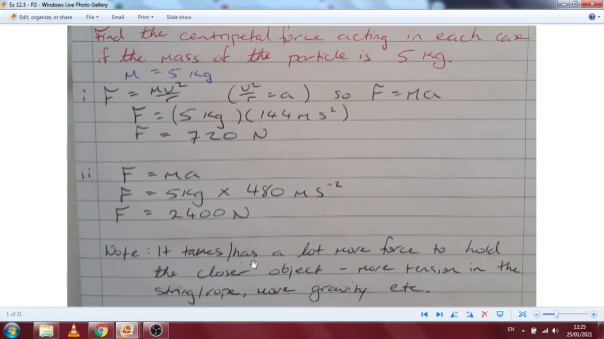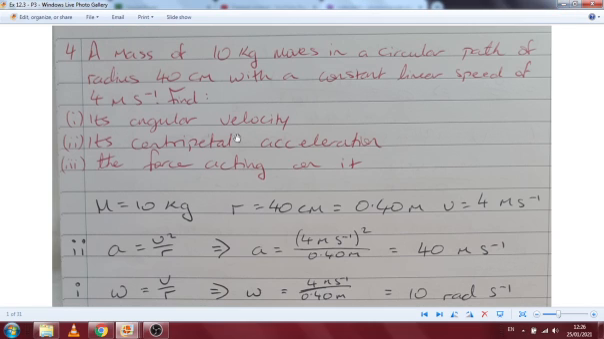So note, it takes a lot more force to hold the closer object. In this case, that will be more tension in the string or rope. In other questions, it might be more gravity or more friction or something like that. But the smaller radius greatly affects how much force is needed to hold the thing in its circular path.